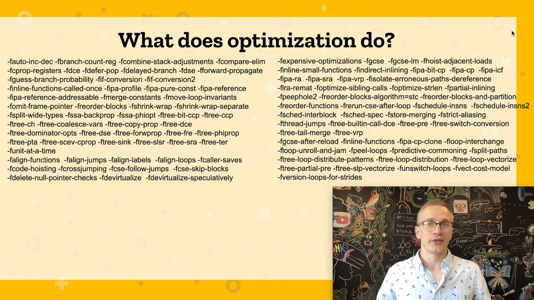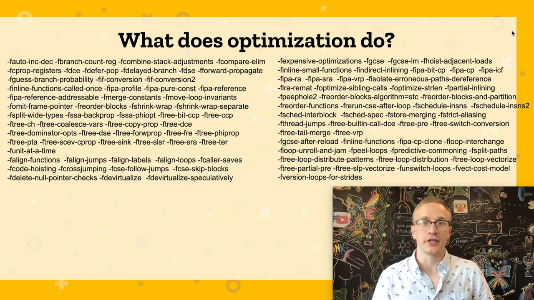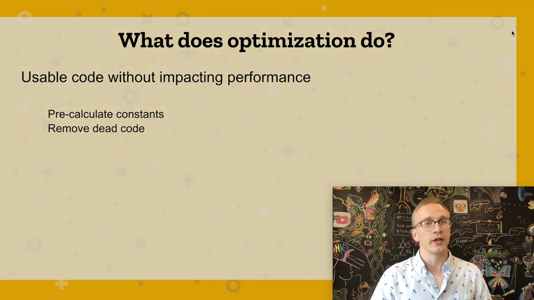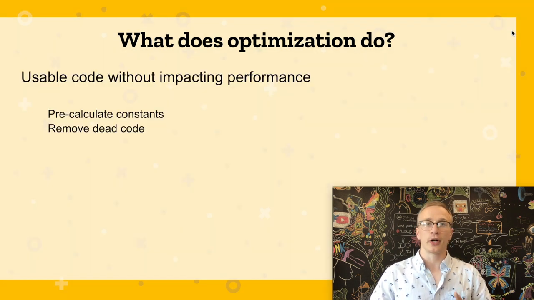So overall, what does the optimizer do? Well, here you can see just some of the flags that you can choose when optimizing code. So optimizers do a lot. But if you asked me to describe an optimizer in one sentence, I would just say that it allows us to write some usable code without impacting performance.